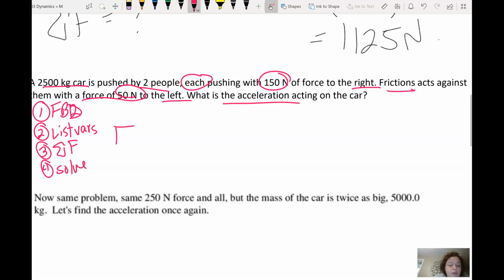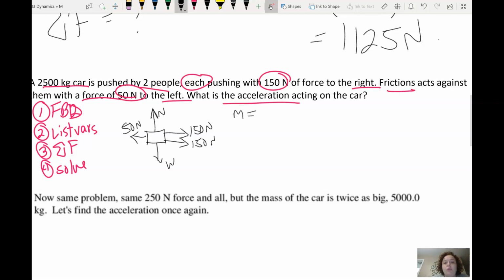So here's our free body diagram. I'm going to move it out of the way just a bit. We've got a weight force coming down. We've got a normal force coming up. We've got two people pushing, each with 150 newtons of force. You could just put applied force here if you want, but I'm going to put the numbers in just because I can. And we've got 50 newtons of friction force to the left. So there's our free body diagram. What do we know? We know that the mass is equal to 2,500 kilograms. Acceleration is what we're looking for.